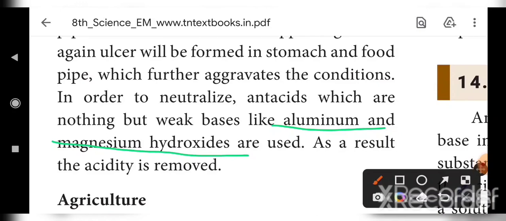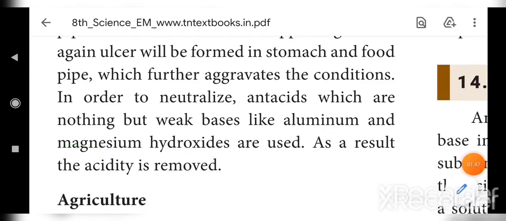Okay, when the hydrochloric acid is secreted more and we add aluminium or magnesium hydroxide, it neutralizes the acid. The acid is hydrochloric acid, the base is aluminium and magnesium hydroxide, the cure for acidity. When acidity occurs, which acid is produced? Yes, that is hydrochloric acid. Then which base neutralizes the acidity problem? Yes, that is aluminium and magnesium hydroxide.